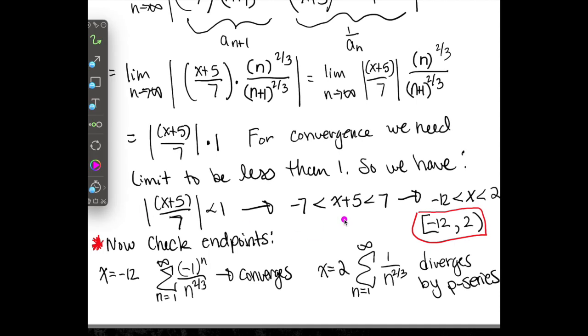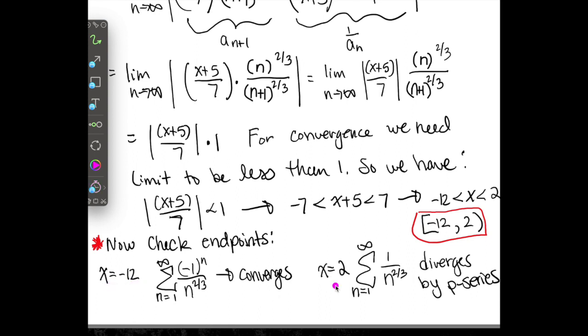Now, the ratio test is inconclusive when the limit is equal to 1. So I need to test when x is equal to negative 12 and x is equal to 2 separately. So I'm going to go back up into the original series, and I'm going to plug in x equal to negative 12 and simplify it, and this is what I get. If you use the alternating series test on this series, you're going to find that this converges. So the series converges when x is negative 12.